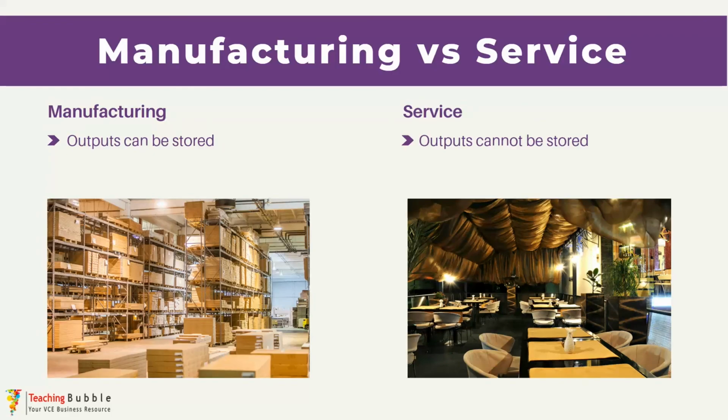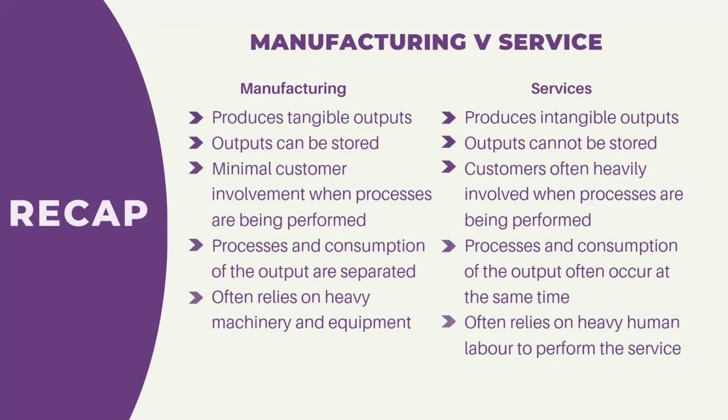So, just to recap, the operations of manufacturing and service businesses do share some similarities, but there are definitely some distinct differences. Manufacturing businesses create tangible outputs that can be stored. There's minimal customer involvement during the processes. There's separation between production and consumption of the output, between the processes and the output. There's a heavy reliance on machinery and equipment. On the other hand, service businesses produce intangible outputs that can't be stored. They involve customers heavily during the processes, combine the production and consumption, and depend heavily on human labor and information for their inputs to produce the actual output.